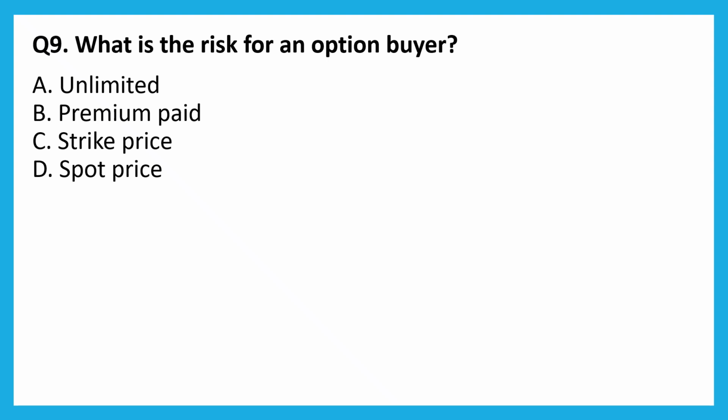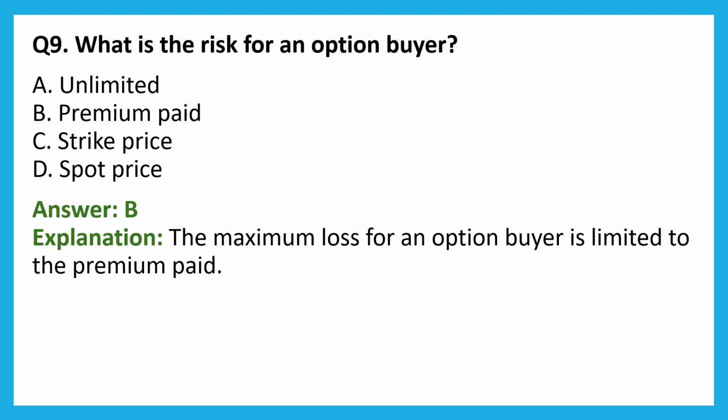Next question. What is the risk for an option buyer? Option A unlimited, option B premium paid, option C strike price and option D spot price. Correct answer is option B premium paid.